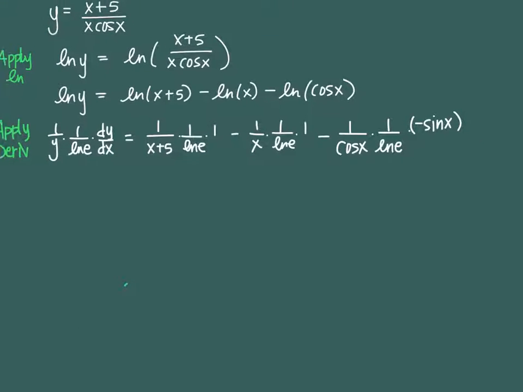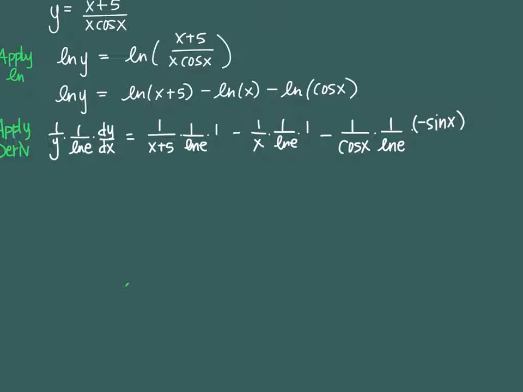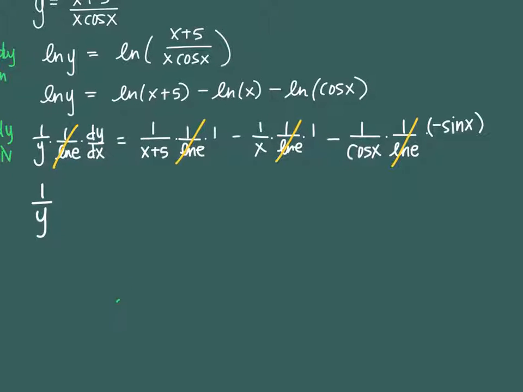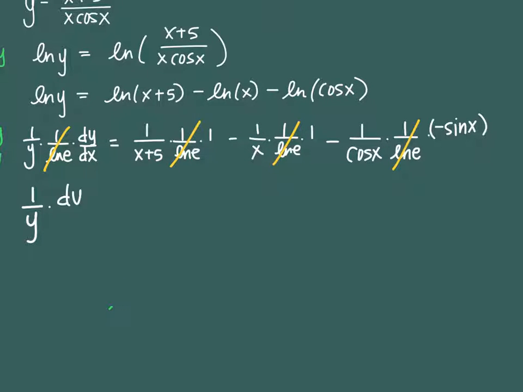So I was very careful to write out all of my natural log e's right now, but of course all of those natural log of e's are 1. So this problem will simplify into 1 over y dy dx equals 1 over (x plus 5), minus 1 over x. And then what about the last term? What will that simplify to? I've got a minus 1 over cosine x times a negative sine of x. What will that be? Positive or negative? Positive.